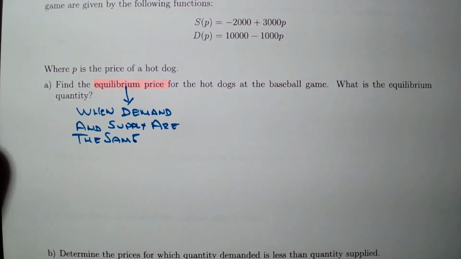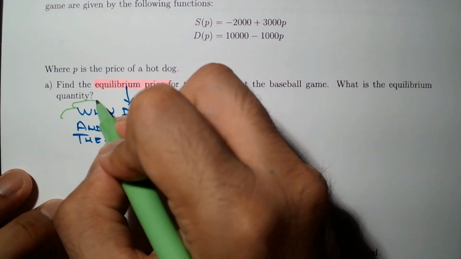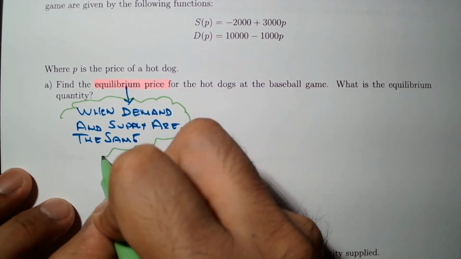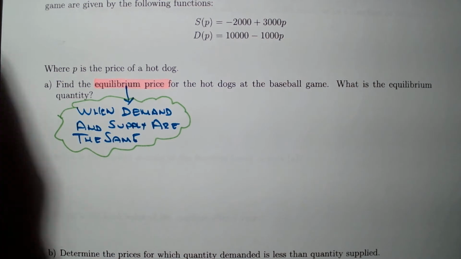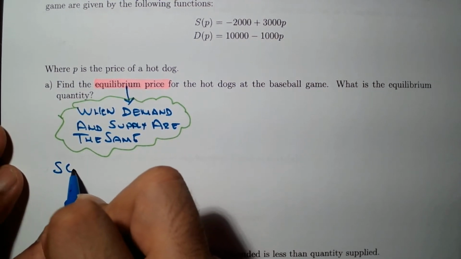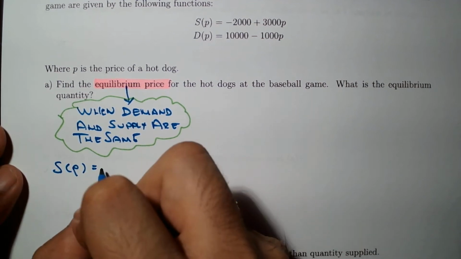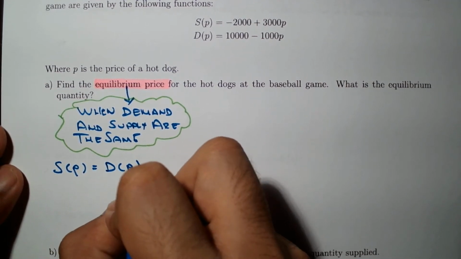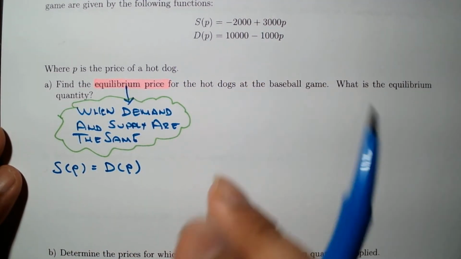So we're going to find the value of P for which S and D are the same. Okay, so that's something important to know here. So we're going to start with S of P being equal to D of P. And all we do is write down the equations.